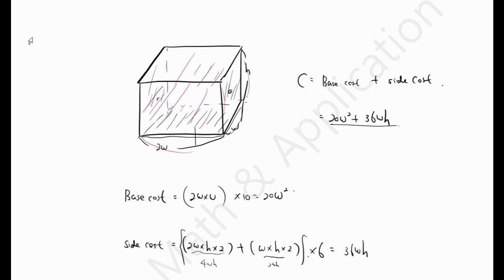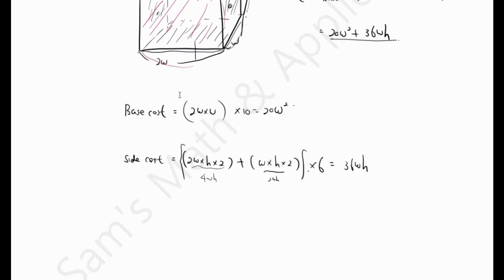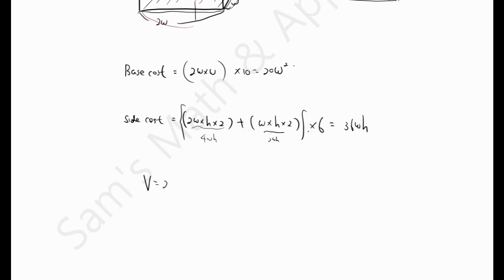But we have one more condition, the volume. The volume is 10 cubic meters. So the volume is 2w multiplied by w multiplied by h, and 2w squared h is 10. So we can eliminate one independent variable out of w and h. We eliminate h. h is 10 over 2w squared, which is 5 over w squared.